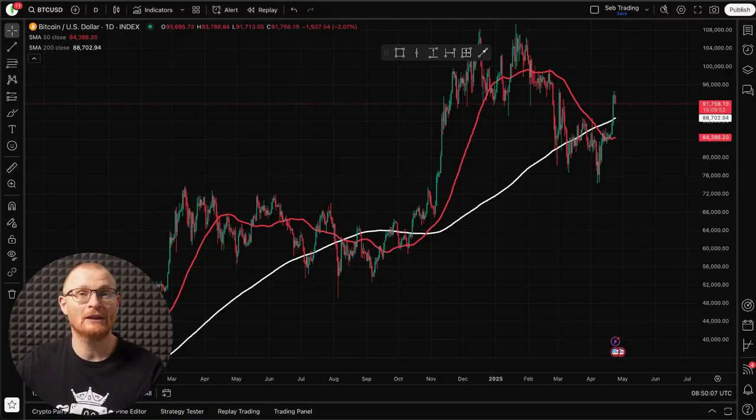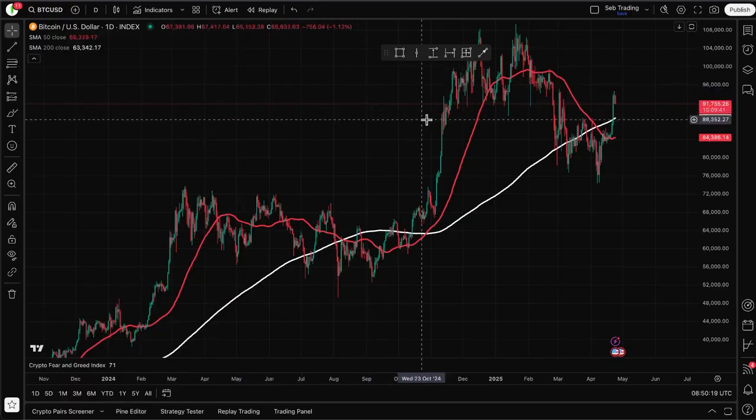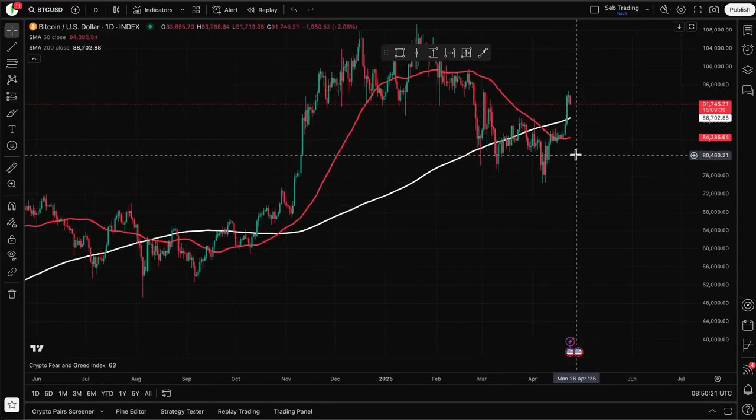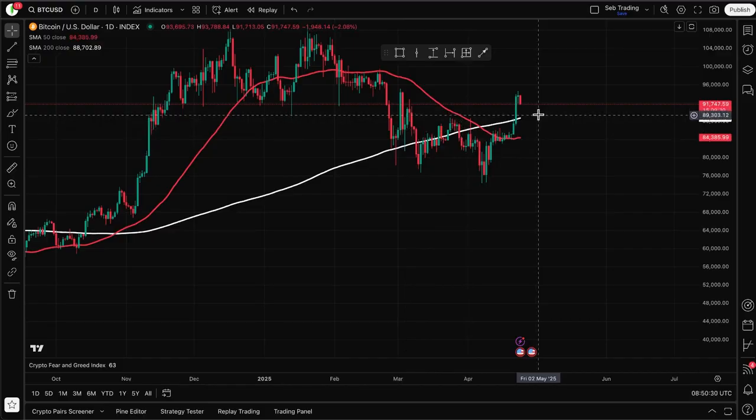And then let's have a look at the M2 money supply, which Raoul Pal always talks about. So let's start with this. If you're not familiar with what a golden cross is or what a death cross is, you have the SMA 200, so 200-day moving average. When this goes above the 50-day moving average, then this is a death cross.